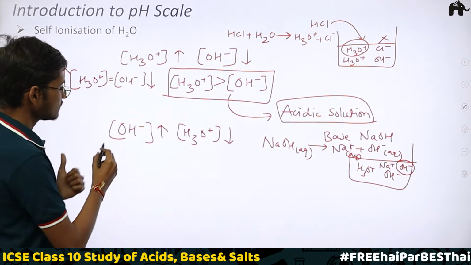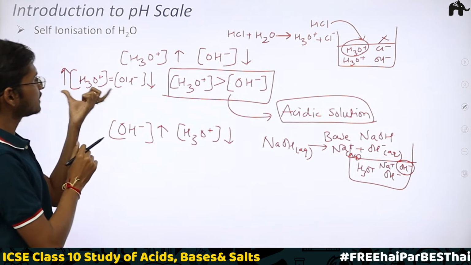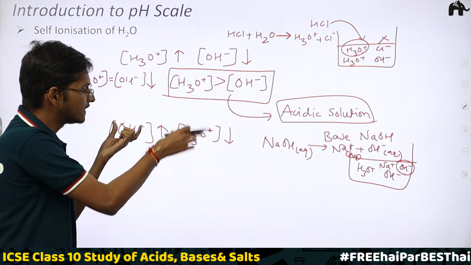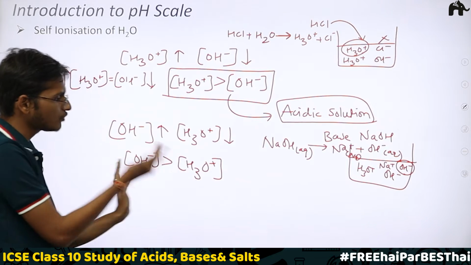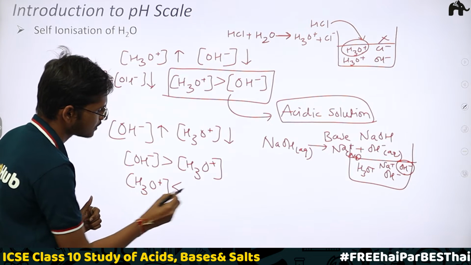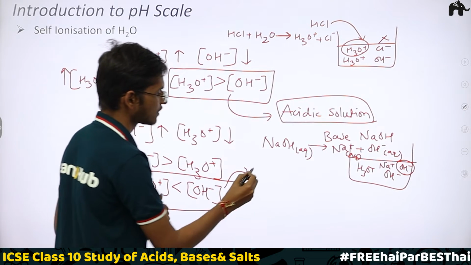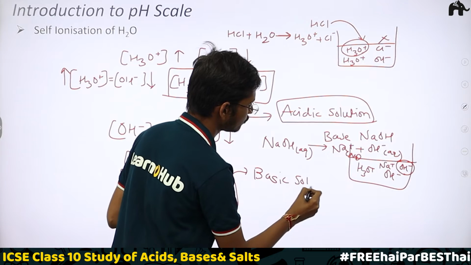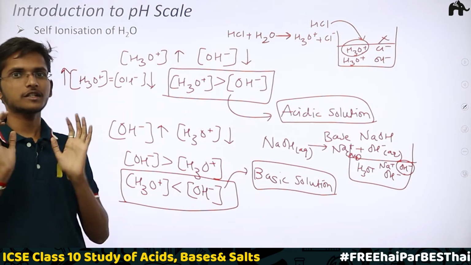So what is happening? Earlier, with acid, hydronium ions concentration was increasing and hydroxyl ions concentration was decreasing. Initially it was the same, but now hydroxyl ions concentration is increasing and hydronium ions concentration is decreasing. So the hydroxyl ions concentration would become more than the hydronium ions concentration. Now we can write it in the opposite format: hydronium ions concentration is becoming less than the hydroxyl ions concentration. Such solutions, in which the hydronium ions concentration is less than the hydroxyl ions concentration, are basic solutions, which are formed when we add a base into water.